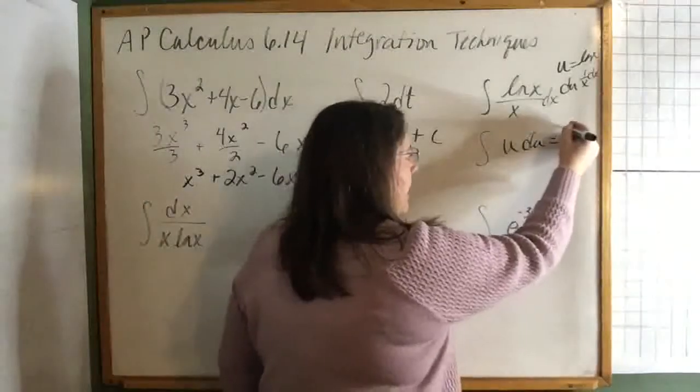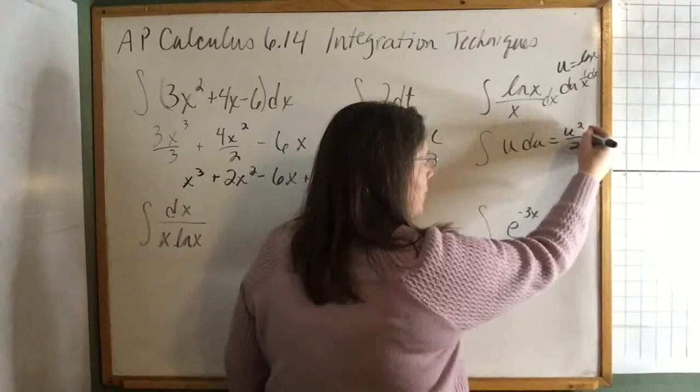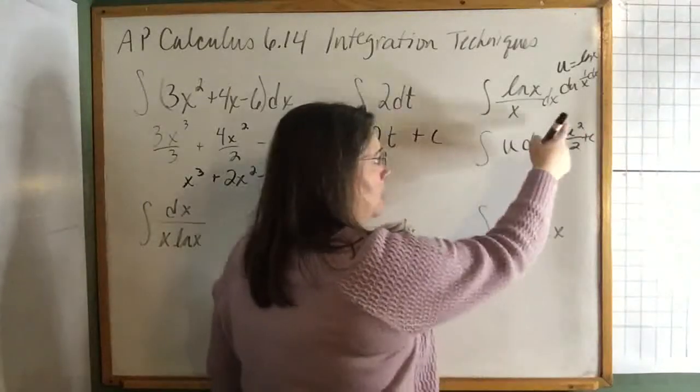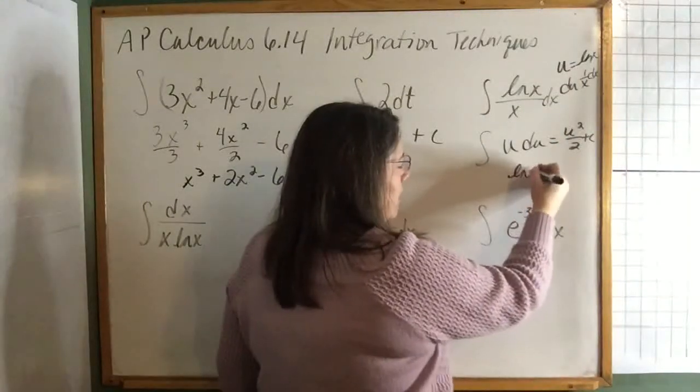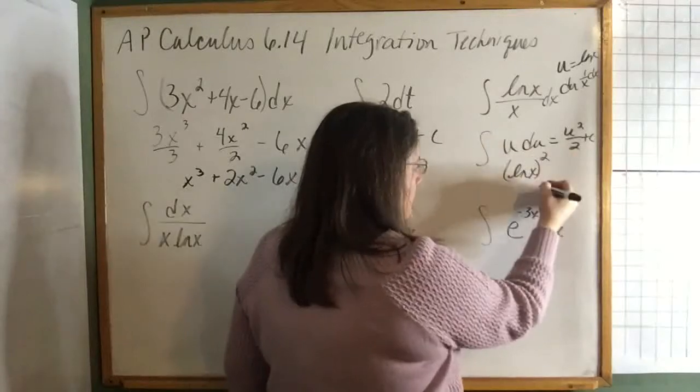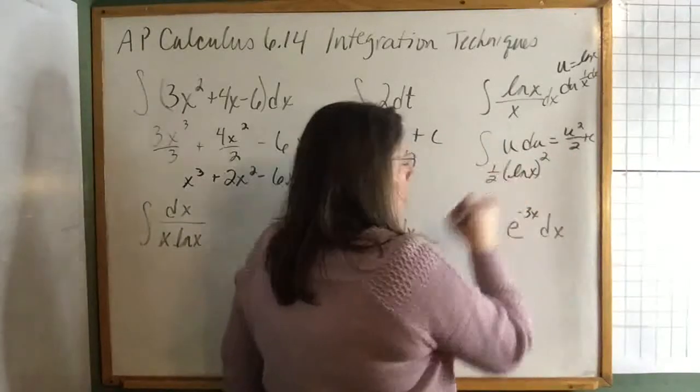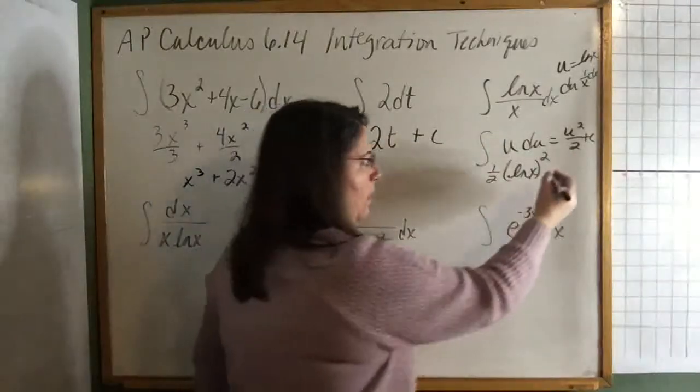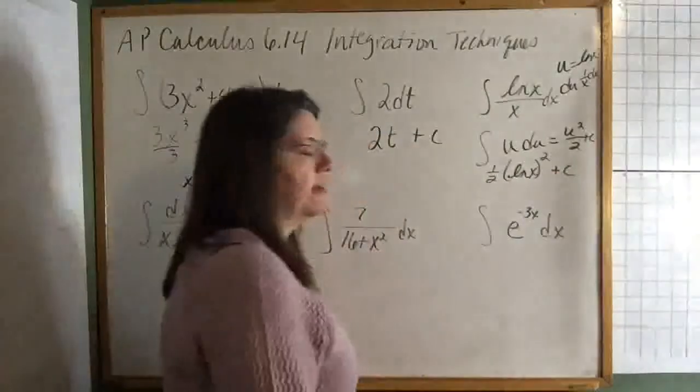When I integrate that, I have u squared over 2 plus c. So that would be u squared, natural log of x squared, over 2, which is 1/2 times the natural log of x squared. And don't forget your plus c.